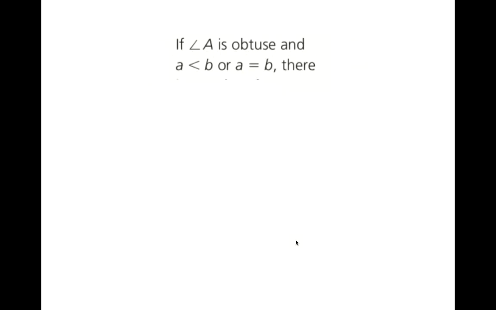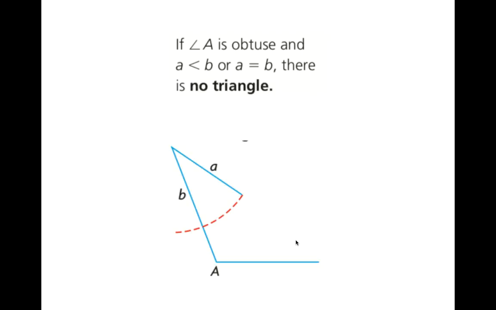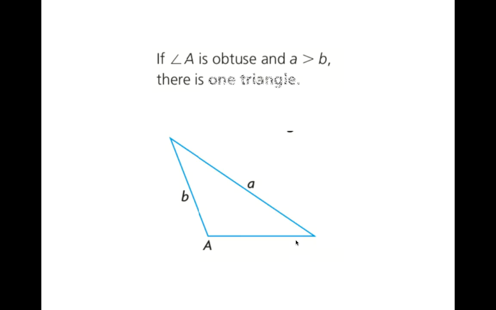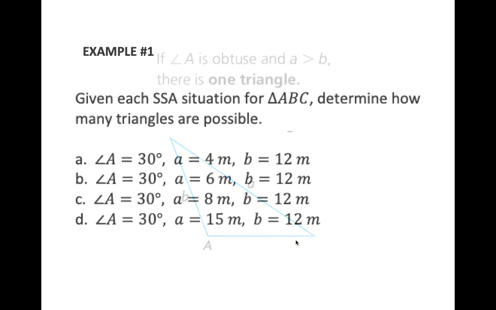If A is obtuse and A is less than B or A is equal to B, there is no triangle at all. If A is obtuse and A is greater than B, there is one triangle. Okay, so that gets you ready to actually try some examples.